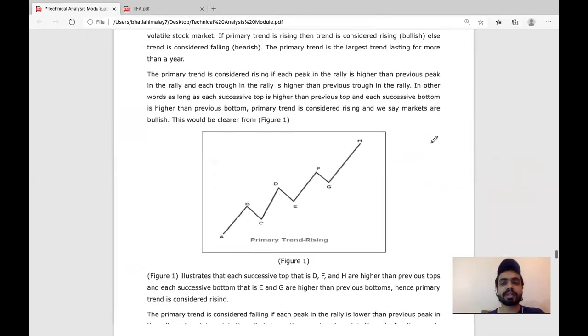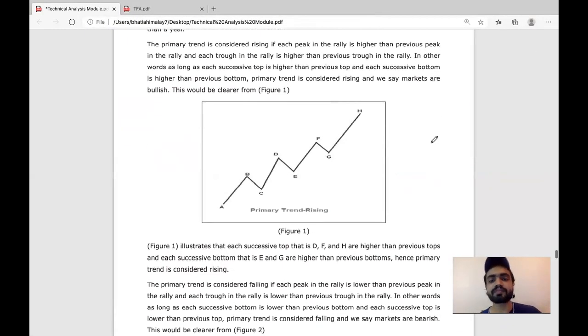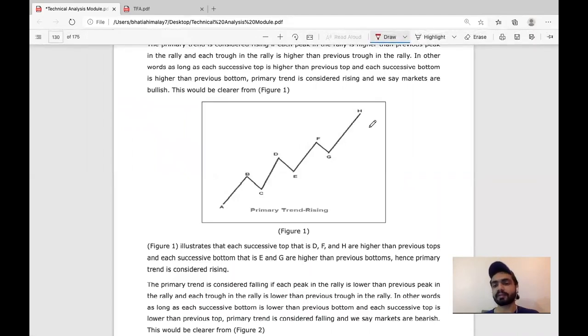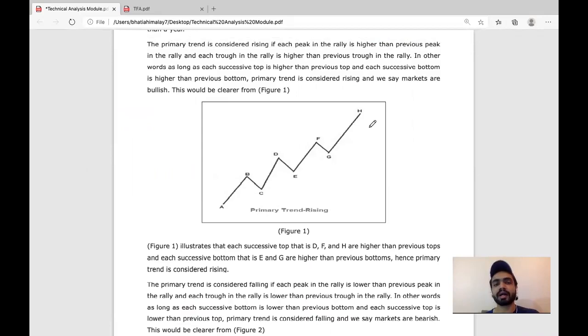Let's try to understand this figure first. What is this figure representing? It is showing us an uptrend, right? But one thing that we need to understand over here is the market structure. What does market structure mean? Market structures can be of three types. One, there can be an uptrend in the market. Second, there can be a downtrend in the market. And third, the market can be in a sideways direction.